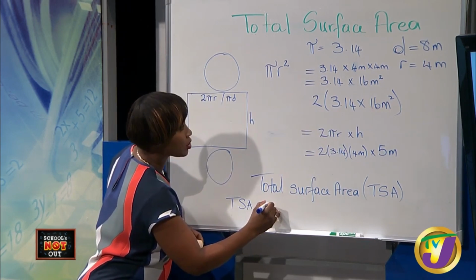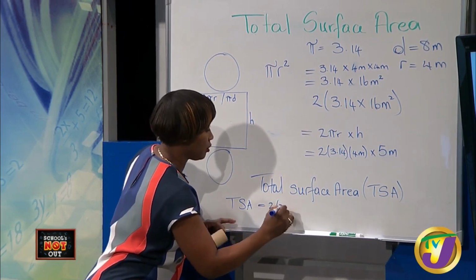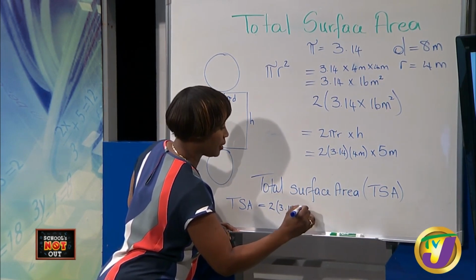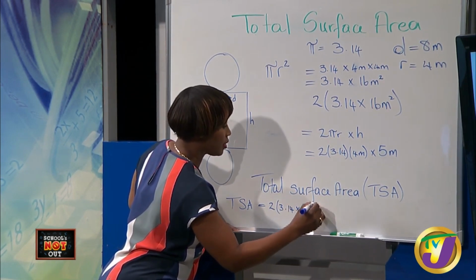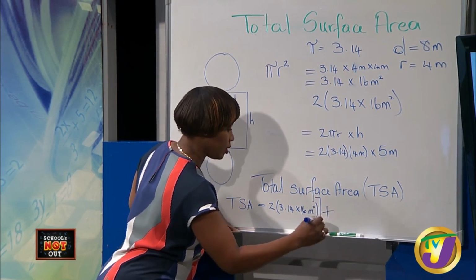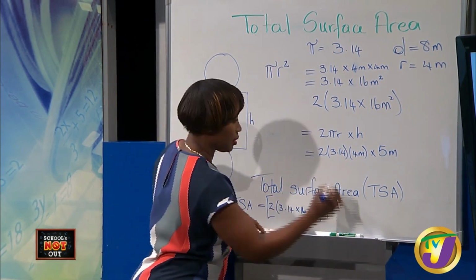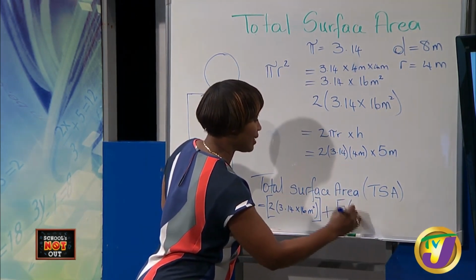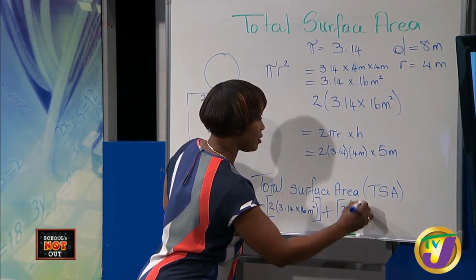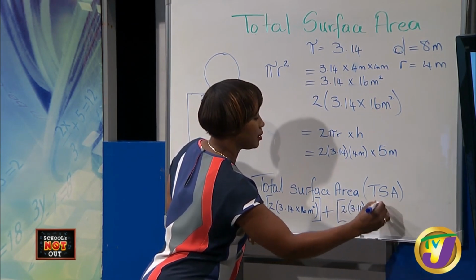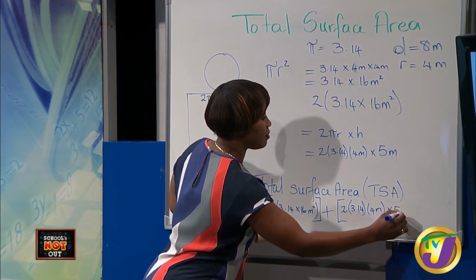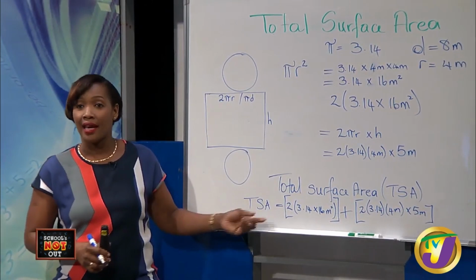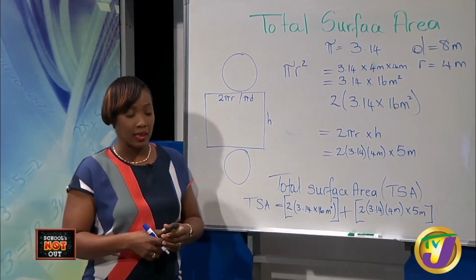So we'd have 2 times 3.14, or pi value, multiplied by 16 meters squared, plus, so we're going to put this into a bigger bracket, plus the area of the rectangle, which can be calculated using these values: 4 meters multiplied by 5 meters. And when you sum those two, you'd have gotten your TSA, which is your total surface area for the cylinder.